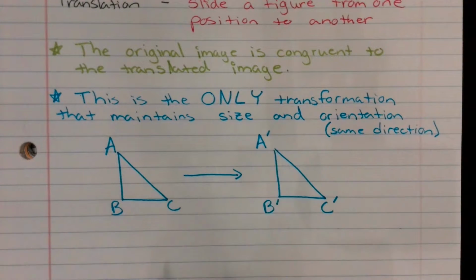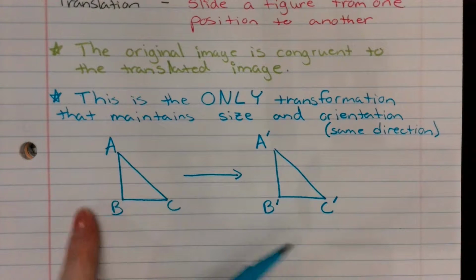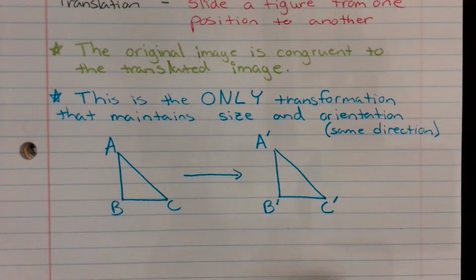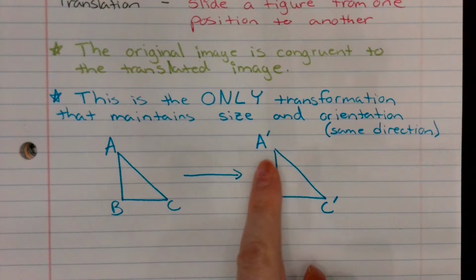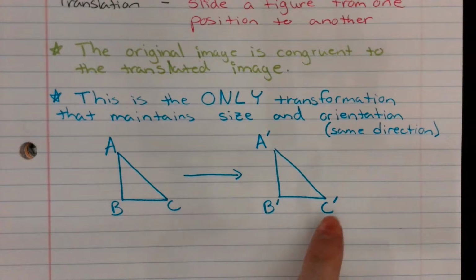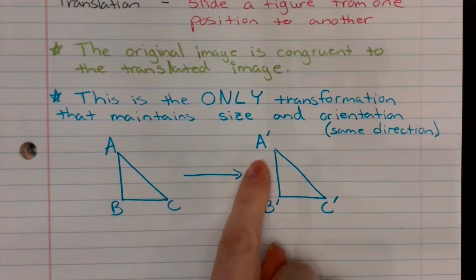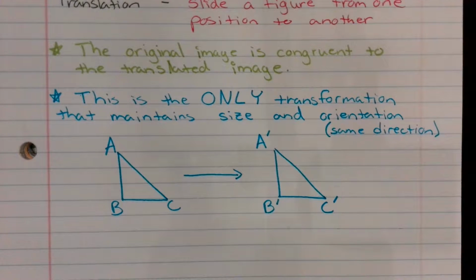And we put a little apostrophe there. That lets us know that the original was ABC. The translated picture is now going to be the primed picture. So A prime, B prime, and C prime. You need to make sure that you put those apostrophes. This is very important when you are talking about your newest points. You have to identify and label them as A prime, B prime, C prime.